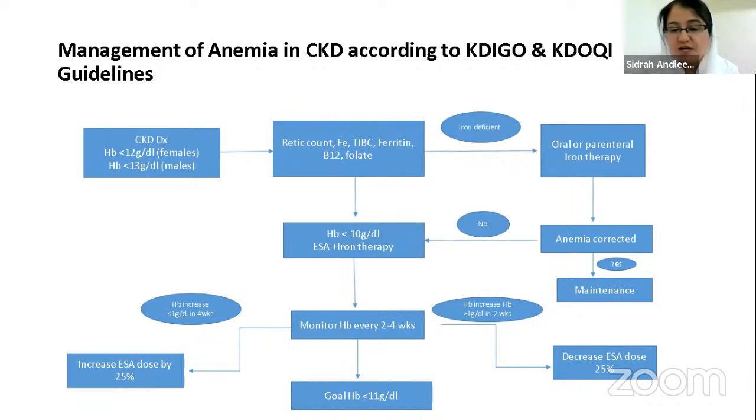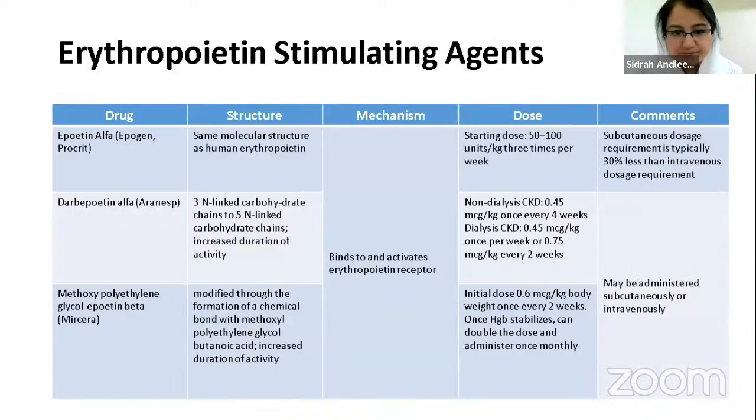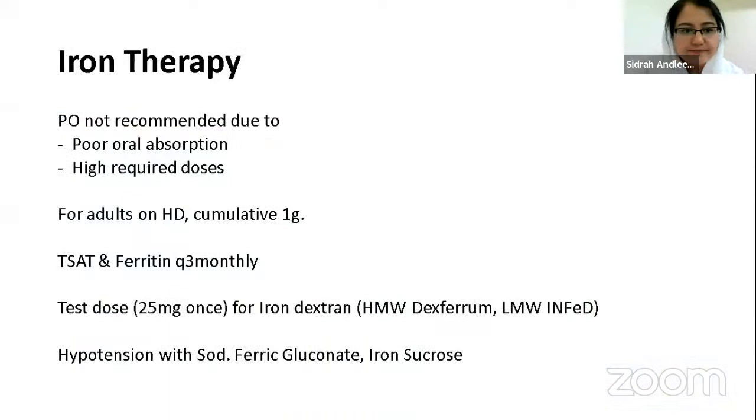If the anemia is corrected, you do the maintenance. But if the anemia is not corrected, you check the hemoglobin again. If the hemoglobin is less than 10, you start erythropoietin therapy, which is epoetin alfa, darbepoetin, medications like that. So they do not start unless the hemoglobin is less than 10, right? These are the different types and the doses.